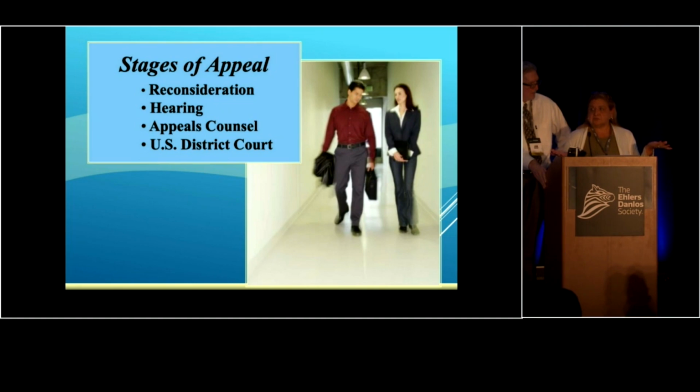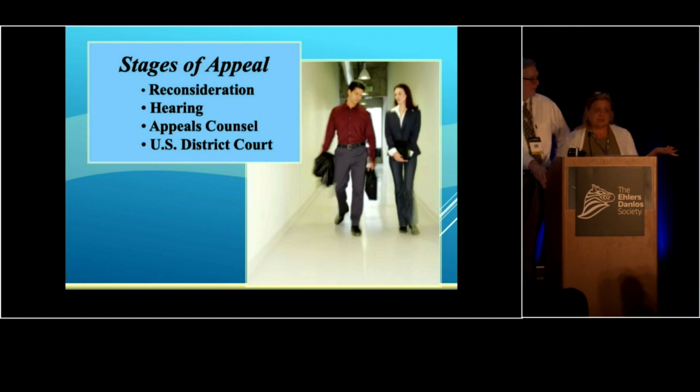Then you go into the next phase where you appeal and you apply for a hearing in front of an administrative law judge. To get to the hearing, that can take over a year. That's why this process is so long and so difficult.